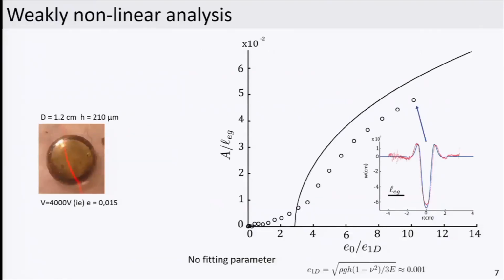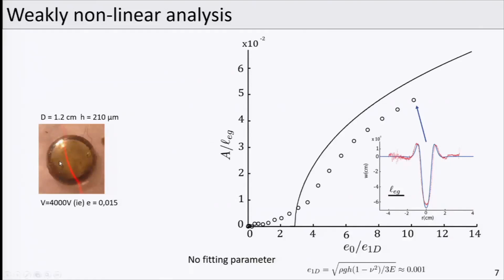Then we can be a bit more quantitative, and to that end, what we did is solving these plate equations, so the Föppl-von Kármán equations that I did not write, with free boundary conditions. There's a central circular part that is growing, that undergoes the stress that depends on the voltage we apply. And if we solve that here, I plot the amplitude of the deflection normalized by this LEG as a function of E0, which is essentially the voltage actuation.